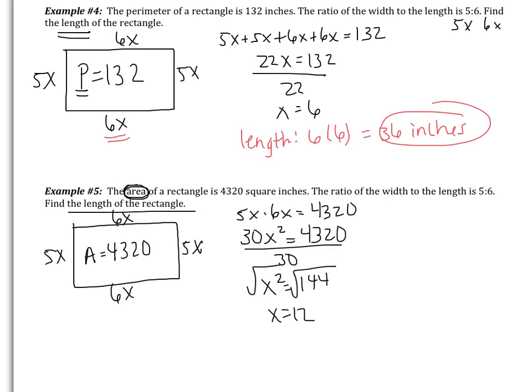Again, I'm told to find the length. So in this case, my length is still 6x. It's 6 multiplied by 12, though, this time, which is 72 inches. So that one is certainly trickier than example 4, but hopefully we got it right. If not, hopefully we see what mistake we made.